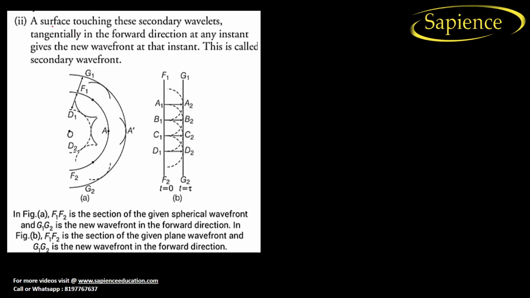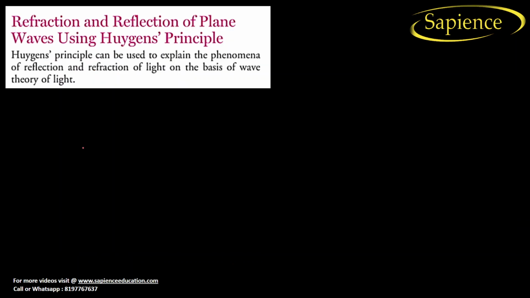Now next, a surface touching these secondary wavelets tangentially in the forward direction at any instant gives the new wavefront at that instant. This is called the secondary wavefront. See here, this is the point source. This will create a wavefront like this, and each and every point in the wavefront is creating a disturbance, and this disturbance will again create the next wavefront. Likewise, you will be able to understand how a wavefront is being created.